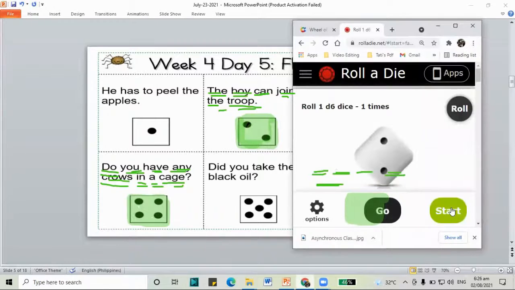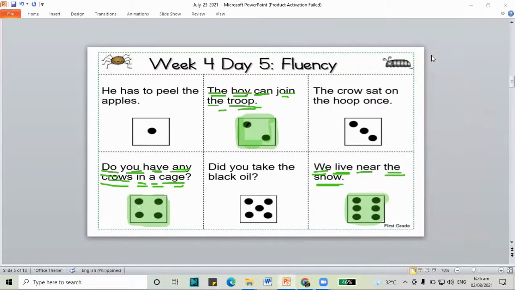Let's spin again, or let's roll. This time for number 3. The crow sat on the hoop once. Let's color our die. Now, let's read our sentences.